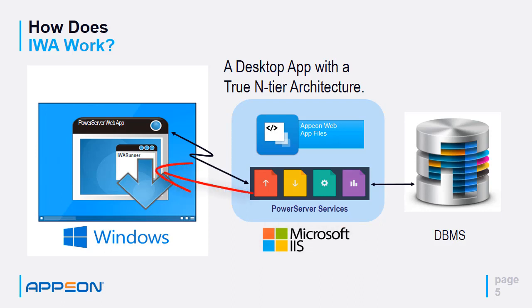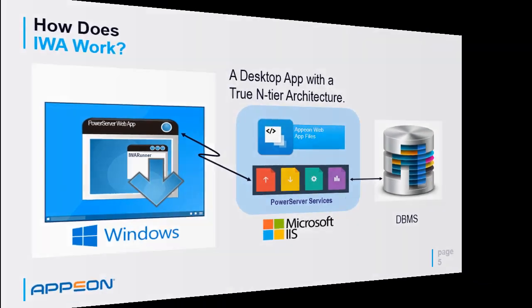IWA Runner will actually pull down the application pieces. However, at runtime, it also provides services, for example, to non-visual objects, data window buffering, web service, and database connection, just to mention a few. So those runtime services are actually provided to the IWA application that's running on the Windows desktop. However, without doing any changes to your client-server application, deploying it as a web application and running it as an IWA-based application has automatically converted it to an N-tier architecture.